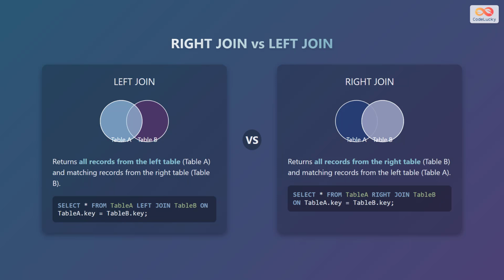Let us compare the right join with the left join. A left join returns all records from the left table, Table A, and the matching records from the right table, Table B. In contrast, a right join returns all records from the right table, Table B, and matching records from the left table, Table A. The code for left join is SELECT asterisk FROM Table A LEFT JOIN Table B ON Table A.key equals Table B.key. The code for right join is SELECT asterisk FROM Table A RIGHT JOIN Table B ON Table A.key equals Table B.key.